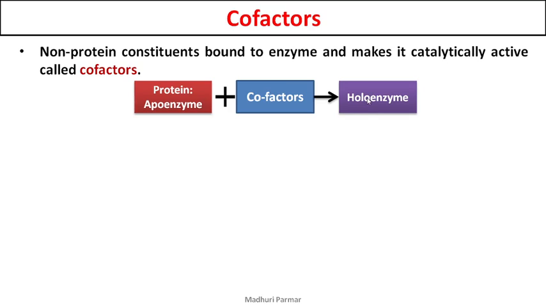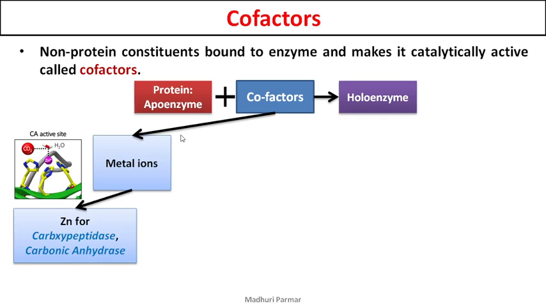Just remember holoenzyme as whole. It is a complete enzyme only when the apoenzyme, or the protein part, is along with the cofactors, or the non-protein part. The cofactors can be of different types based on their connection or interaction with the enzyme. Cofactors can be metal ions.